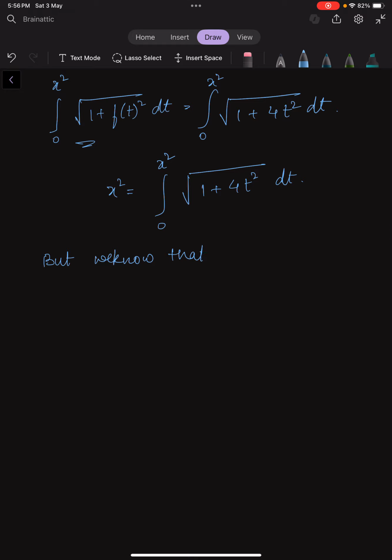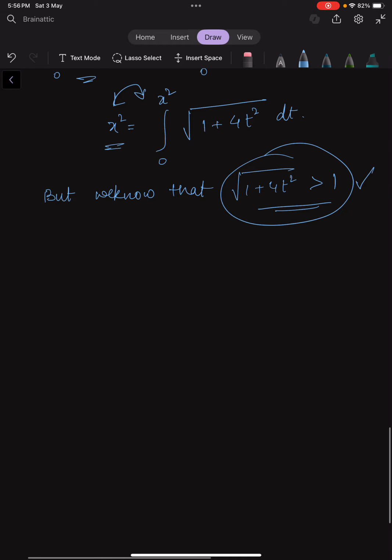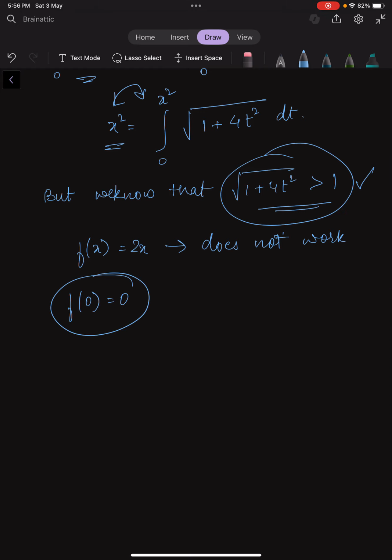But we know that the integrand square root of 1 plus 4t square is always greater than 1. Only then will the left hand and right hand side be equal, right? But this is always greater than 1. So this doesn't work. We have only one possible solution, which is f of 0 is equal to 0. Otherwise we will see a recursive explosion happening.